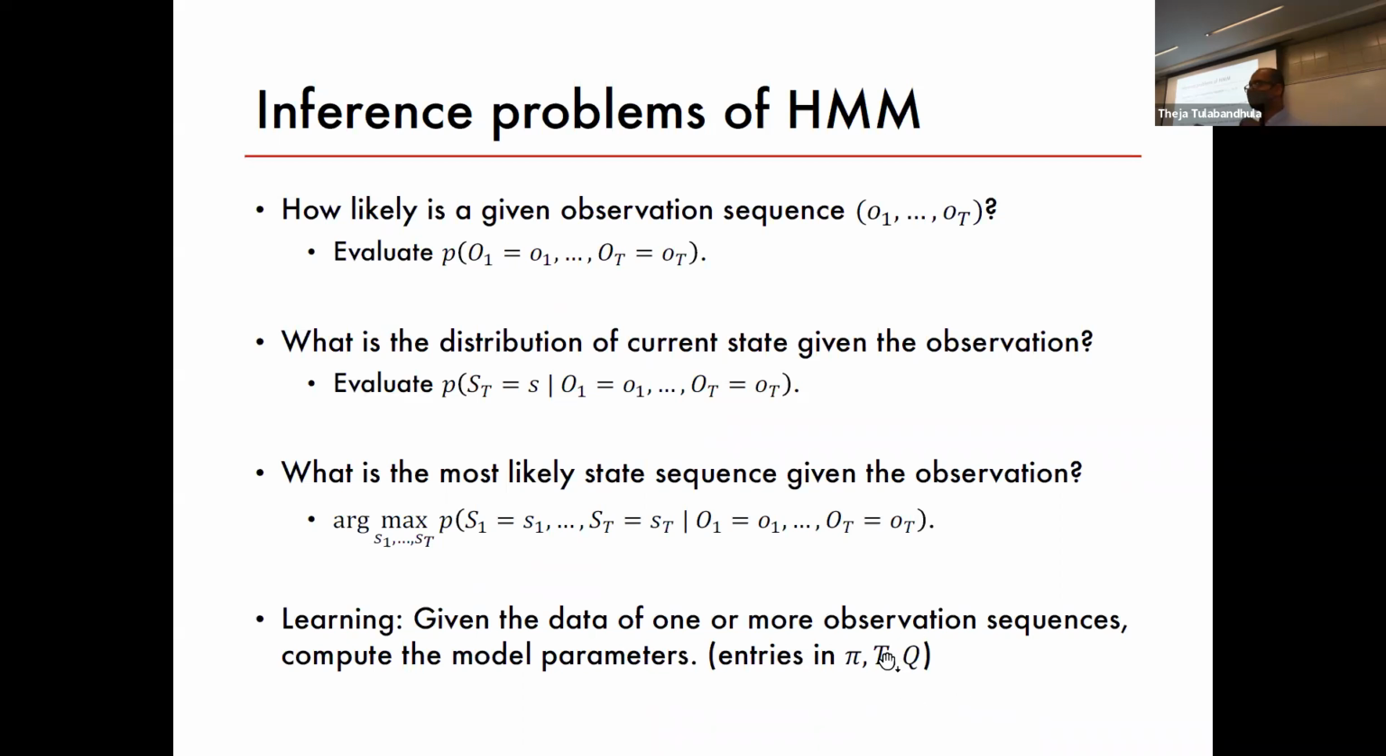It's because you're only observing the observed state, not the hidden state. If you observe the hidden state, then the learning problem is easy. You can just use maximum likelihood, and you'll see that it's easy to count and normalize, very similar to Naive Bayes and so on. But that's not the case. So that's the Baum-Welch algorithm, or an EM algorithm.